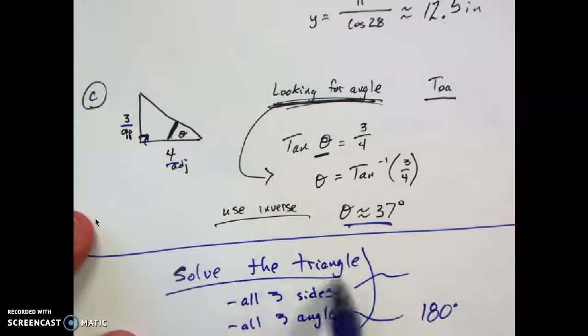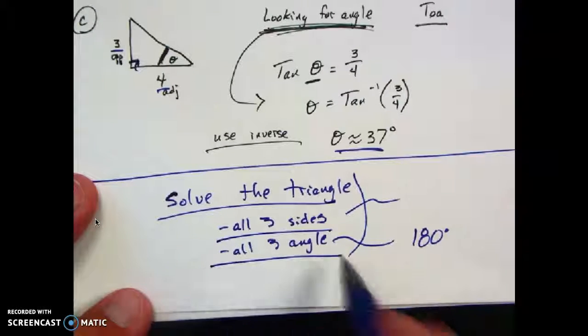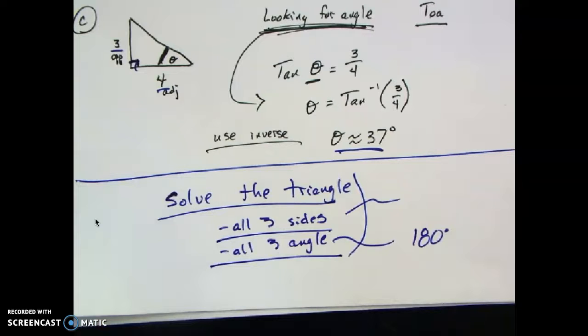So if we're asked to solve the triangle, what that tells us is we're going to find all three sides and all three angles, and then we will have solved the triangle.